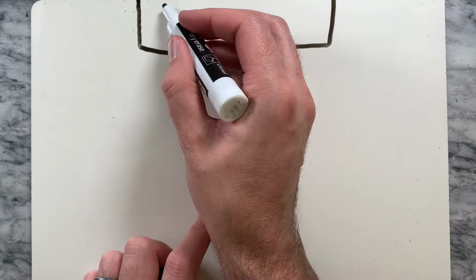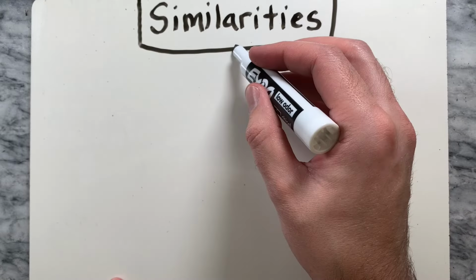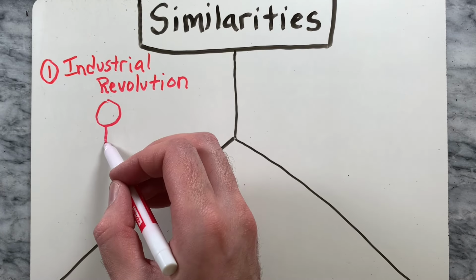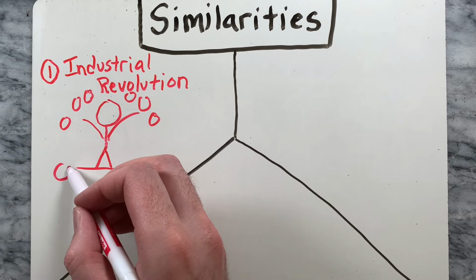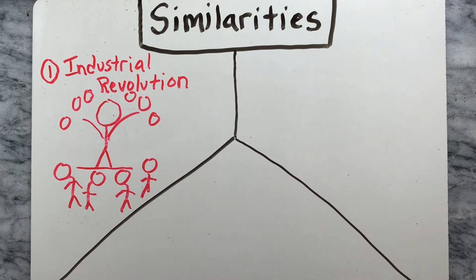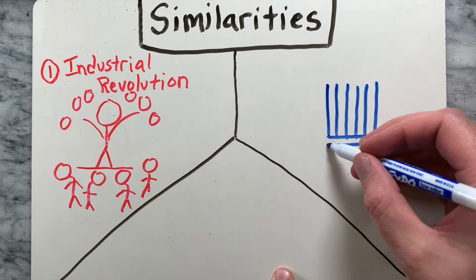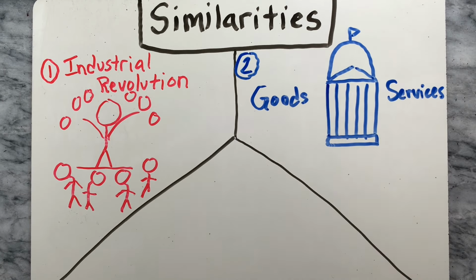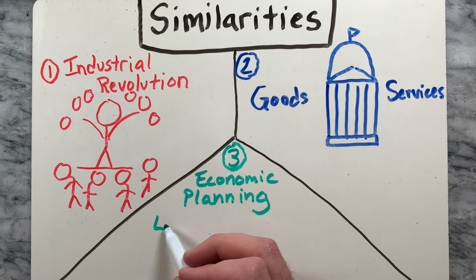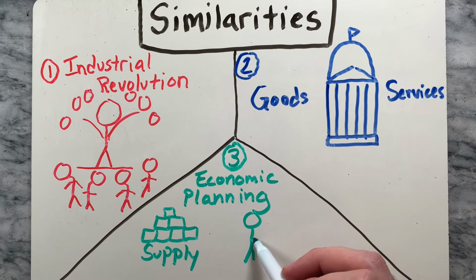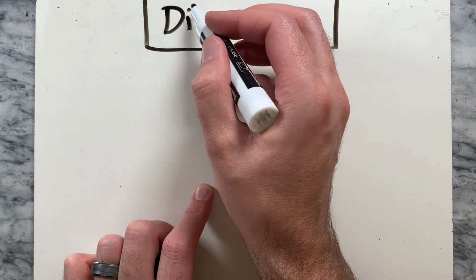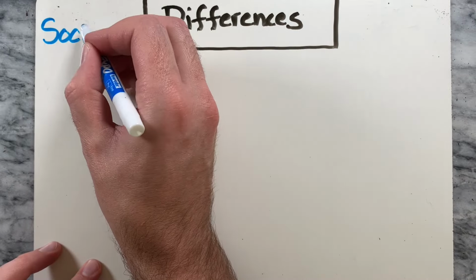Now that we've defined socialism and communism, we can look at some of the bigger similarities between the two. Number one, both grew out of the opposition of unfair treatment of workers by wealthy businesses during the Industrial Revolution. Number two, both assume that all goods and services will be produced by the government-controlled institutions or collective organizations rather than by privately owned businesses. And number three, the central government is mainly responsible for all aspects of economic planning, including matters of supply and demand. Next, let's look at the main differences between the two.